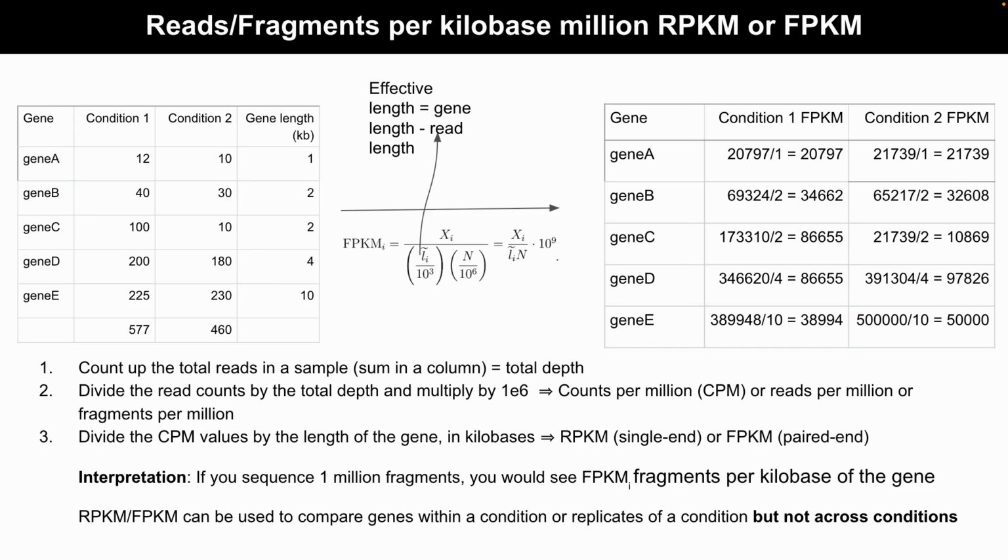Okay, is that clear? Okay, can you use this to compare two different conditions? So you have accounted for total number of reads or total number of fragments. You have accounted for gene length. Can you use this to compare one set of samples to the other one?